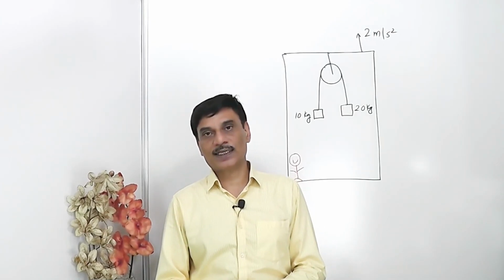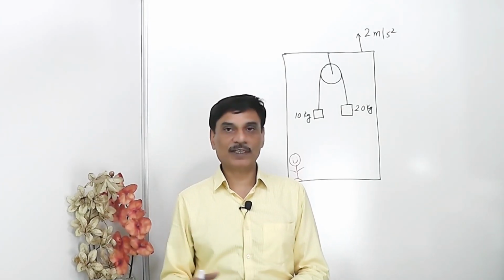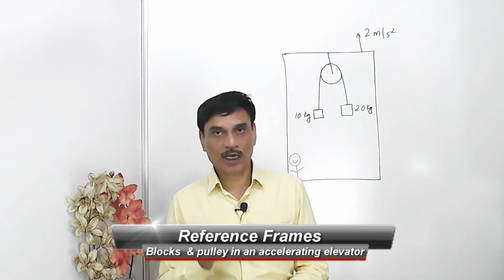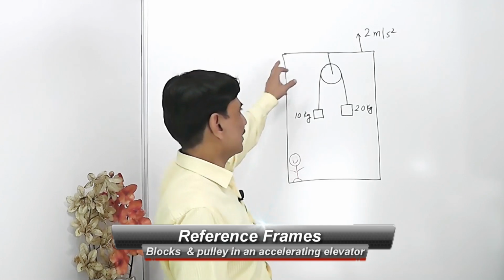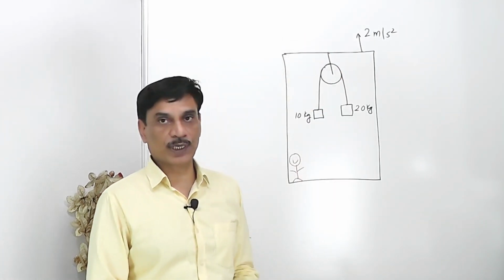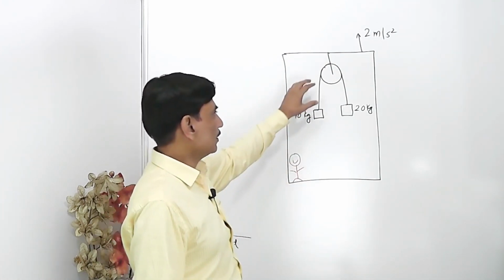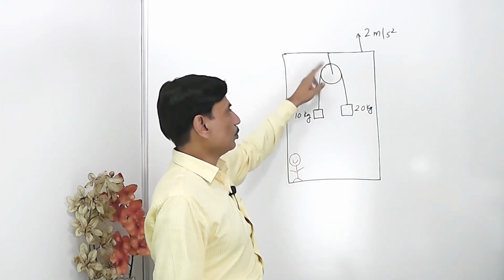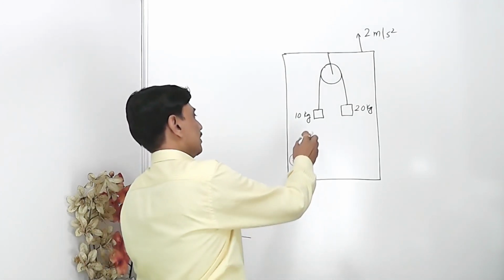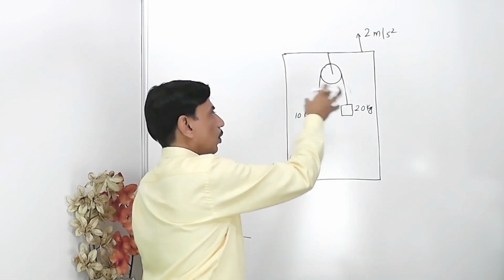For example, using the concept of accelerating reference frames, where we make use of the concept of pseudo force. Now in this question, there is a lift which is accelerating up with 2 meters per second square, and this is a massless pulley tied to the roof of the lift elevator, and there are two masses hanging, 10 kg and 20 kg. All the things, they are idle.